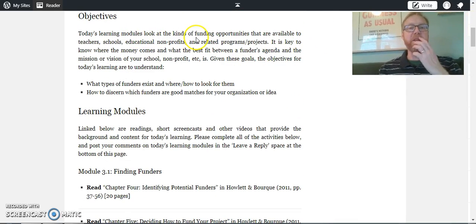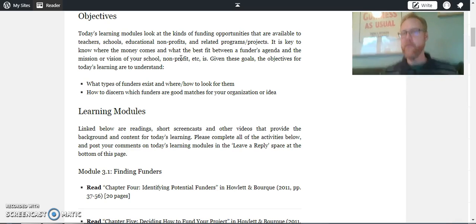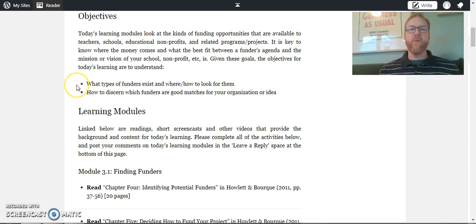So today we're going to look at the kinds of funding opportunities that are available to teachers, schools, educational nonprofits, and related programs or projects. It is key to know where the money comes from, and what the best fit is between a funder's agenda and the mission or vision of your school or nonprofit, whatever it is. So given that background, we're going to achieve the task of understanding what types of funders exist and where or how to look for them, and then how to discern which funders are good matches for your organization or idea.